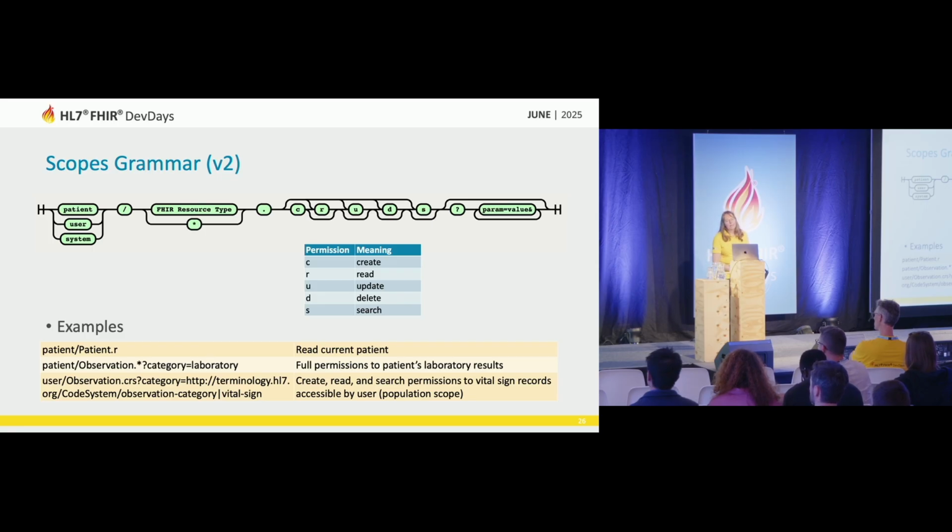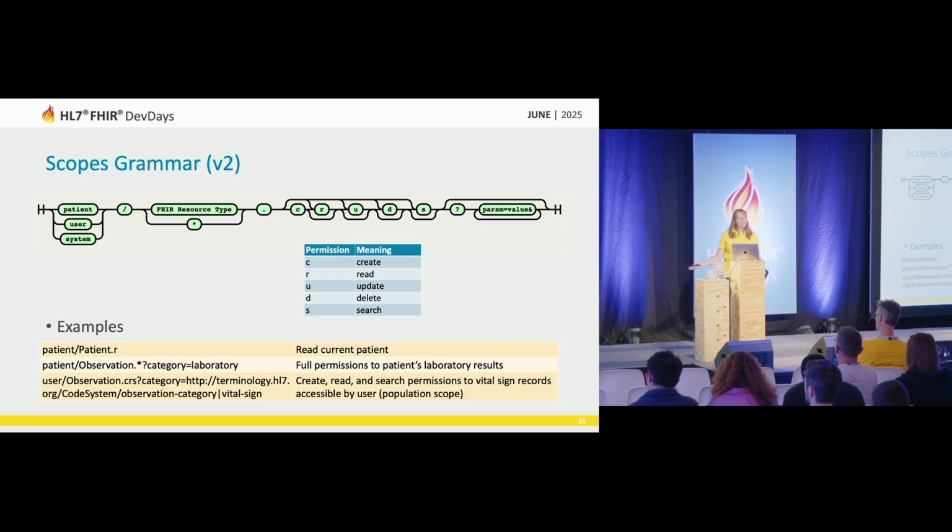Then another thing that they added was a question mark, and then a search parameter can be added with values. So where previously the app could ask for read information, reading observations for the patient, that would mean that the app would get access to all observations. Maybe the app only needs vital sign observations, and maybe the user doesn't want the app to get access to all of their observations. There could be some observations that are more sensitive in nature.